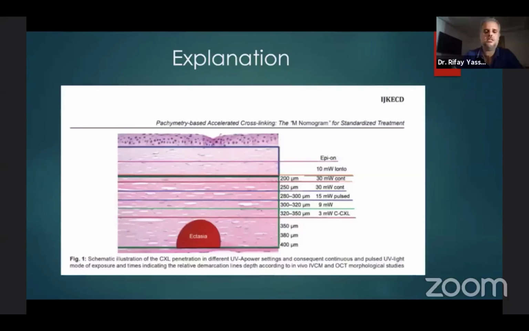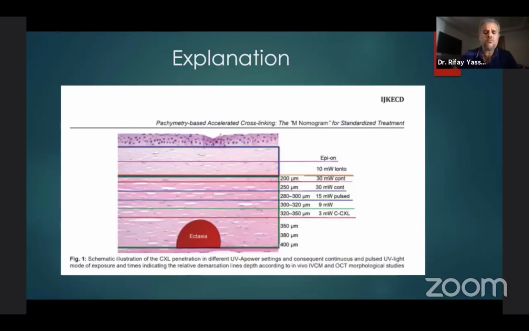So if we see this drawing, you can have the demarcation lines of each protocol. This is the 3 milliwatt protocol, I mean the Dresden one, the 9 milliwatt protocol, accelerated, then accelerated but 15, and pulsed. And when we accelerate, when we make the energy higher, the demarcation line will be smaller. And he calculates for every protocol roughly an average of demarcation lines.